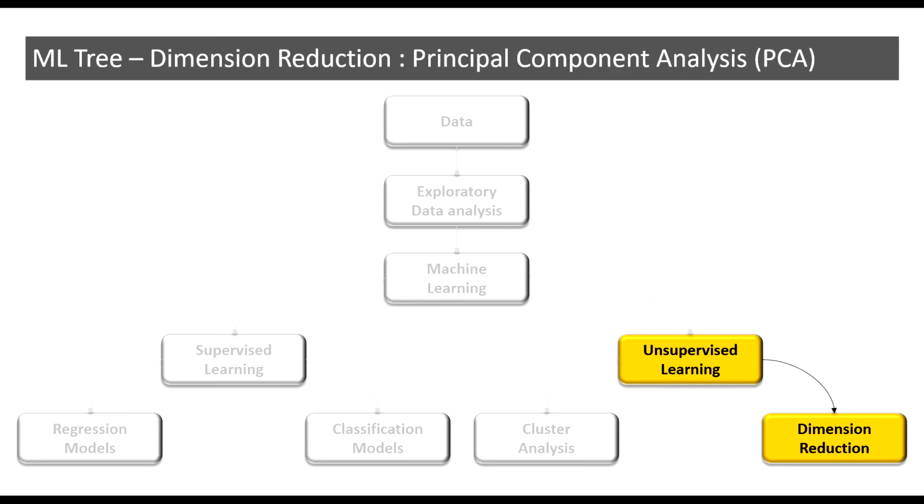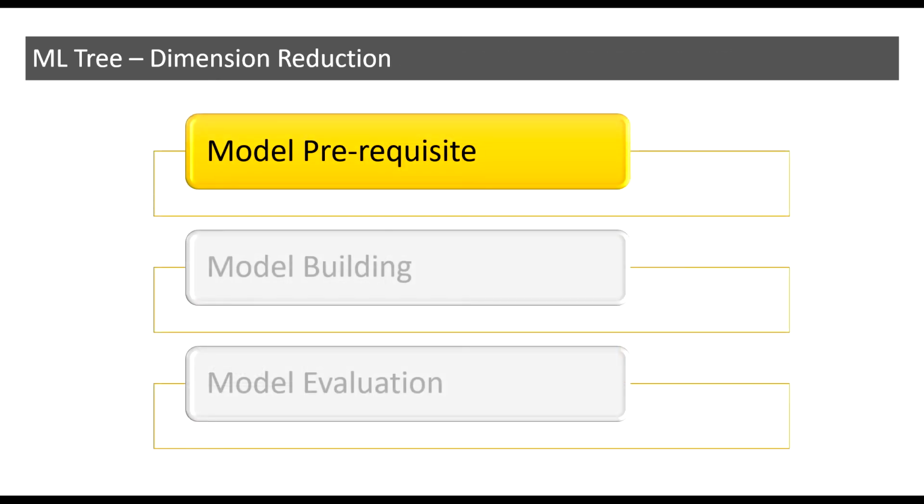In this video, we will delve into the second branch of unsupervised learning, that is dimension reduction. As I explained in the introductory video, we will be exploring how we can deploy principal component analysis or PCA for dimension reduction. For those of you who need a refresher, please click on the link provided below. Let us now explore the concepts that are a prerequisite to principal component analysis.